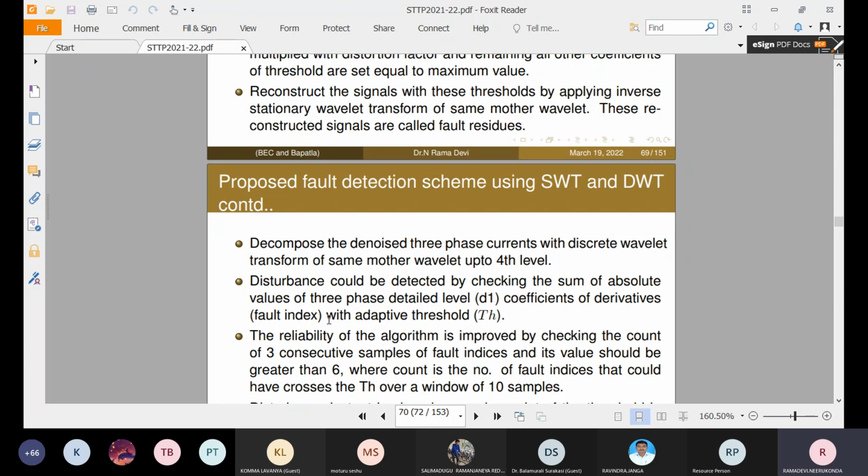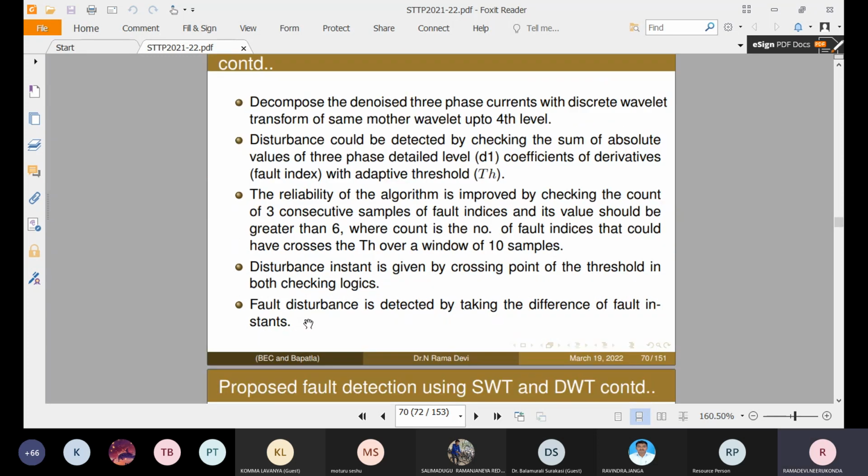That reconstructed signal we call the fault residue. And again, this fault residue of the three-phase currents is analyzed with the discrete wavelet transform up to the level of 4. So again, for fault detection, we consider the detail level coefficients of its derivatives. We call it the slope of detail level coefficients. Those slopes of detail level coefficients we compare with the adaptive threshold.